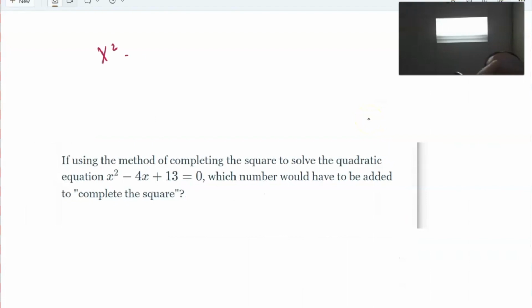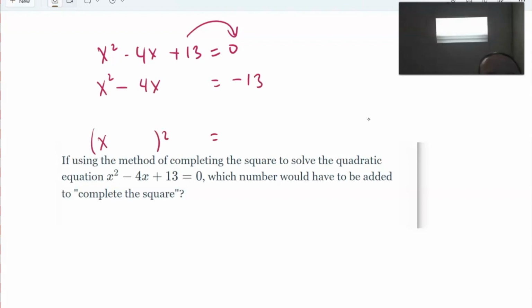So x squared minus 4x plus 13 equals 0. So first thing to do is take this to the other side and leave a space. So x squared minus 4x, leave the space. It's going to become negative 13. Leave a space, x squared equals.